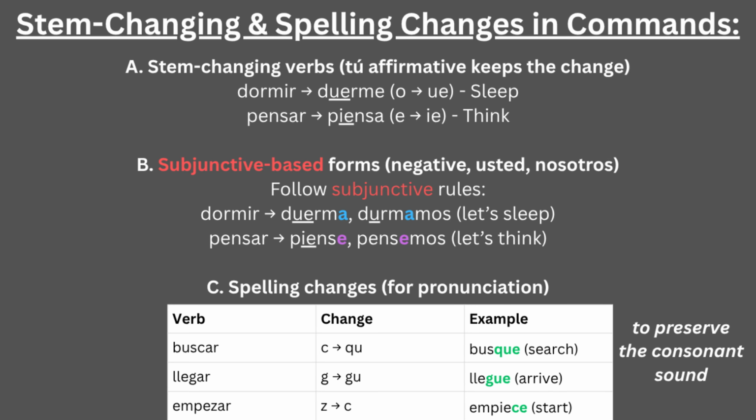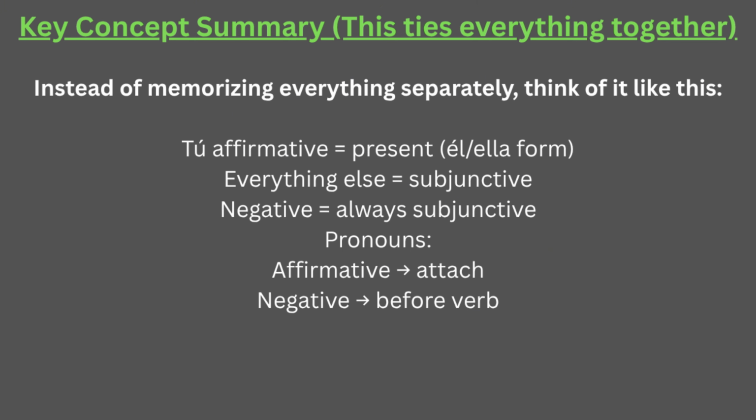So, this is how the imperative mood fully works in Spanish. Instead of memorizing every concept, we can think of every pronoun based on the mood. Affirmative tú commands use the present form of él and ella, and anything else uses the subjunctive. Negative commands also use the subjunctive, and affirmative pronouns attach, but negative ones go before the verb. So, the imperative mood is really a blend of the present tense and the subjunctive, which will be shown in the next videos.